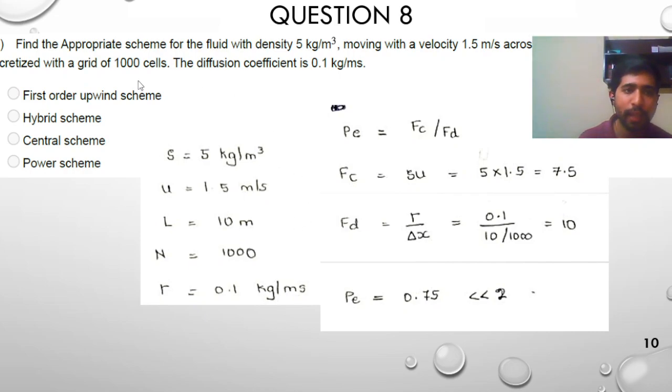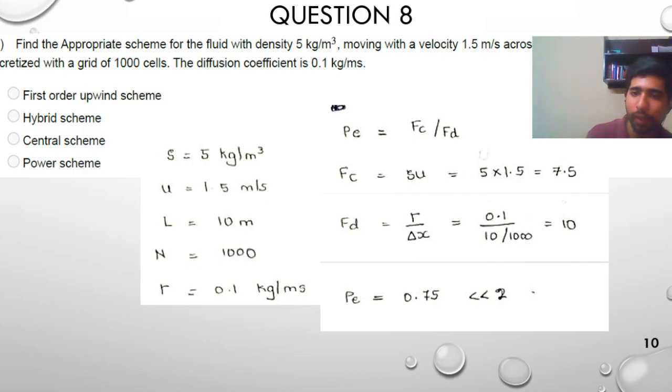So if say I had only 100 cells, what would be your answer? Everything remaining the same, only if the number of cells had been 100 instead of 1000, you put 100 here. Okay, so what would have happened?